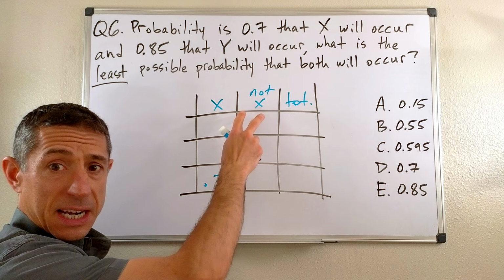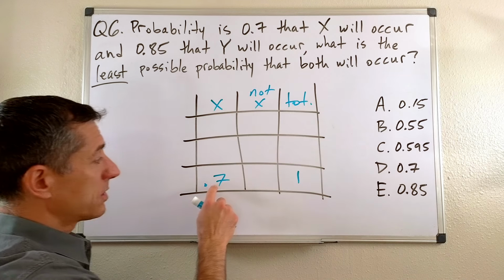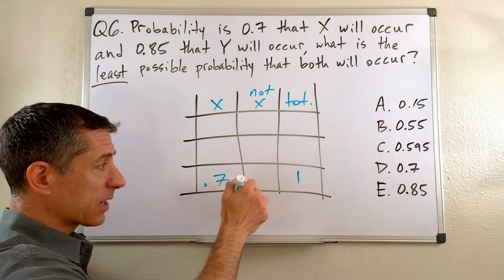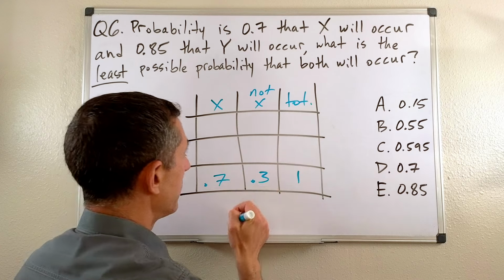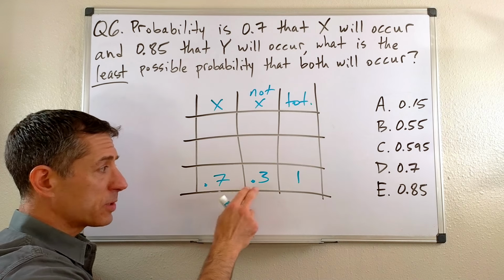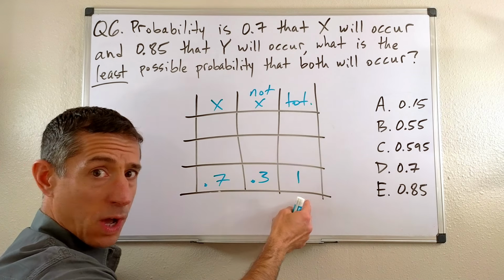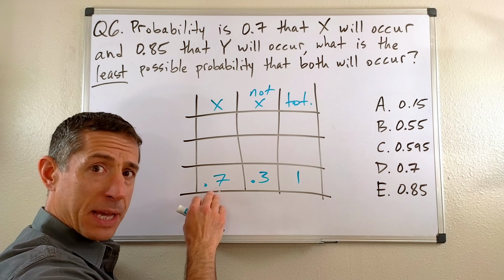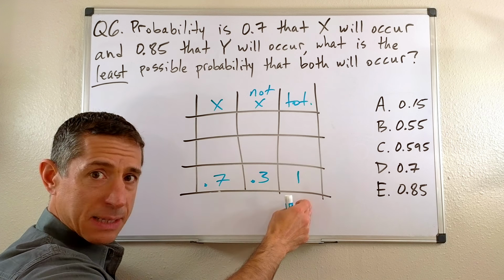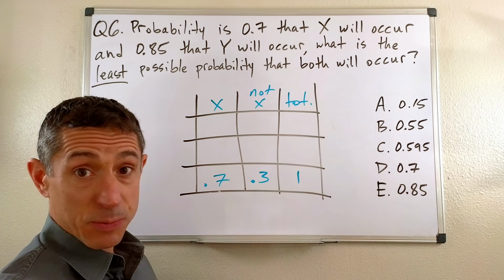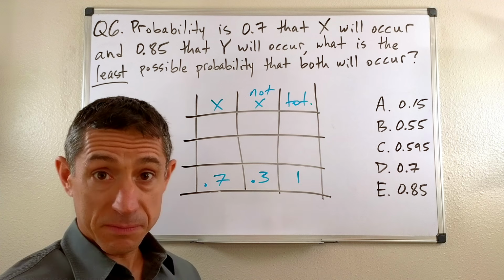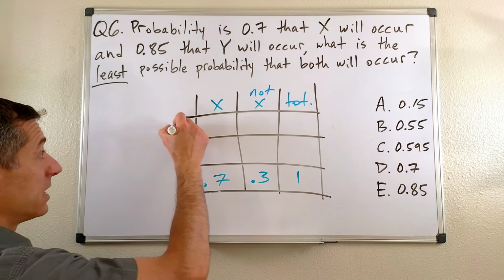So if we've got X and not X, those two are going to have to add up to 1. So what's the probability that X does not occur? That's going to be 0.3. Makes sense. Probability is 0.7 it occurs, 0.3 it does not occur. Total is going to be 1. Just like saying 70% of the patrons eat food X, 30% do not, adds up to 100%. Just expressed as probability, as decimals instead of as percentages, no problem there.